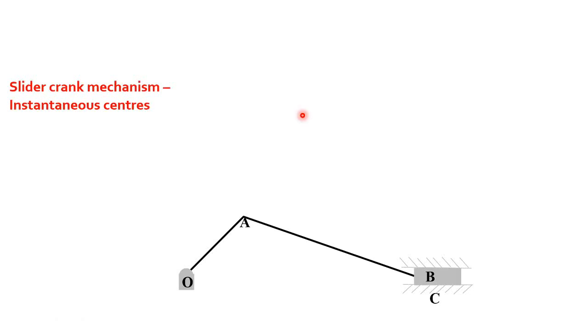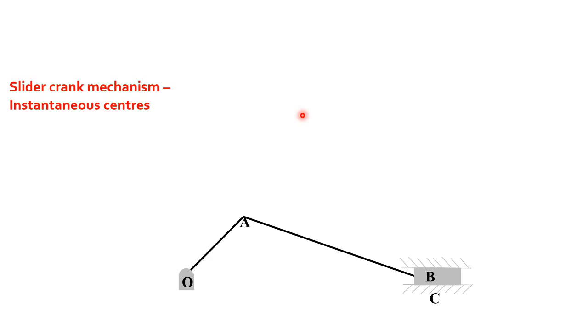Okay, good morning students. So in the previous lecture we started instantaneous centers and we discussed how to locate the instantaneous centers of a 4-bar mechanism. Now the second basic mechanism, which is the slider crank mechanism, in this lecture we will see how to locate the instantaneous centers for a slider crank mechanism.